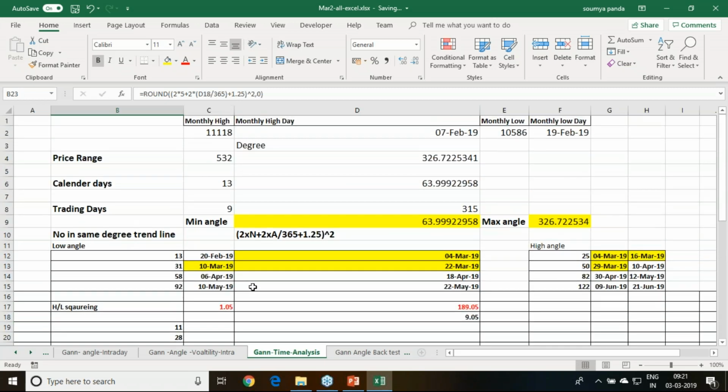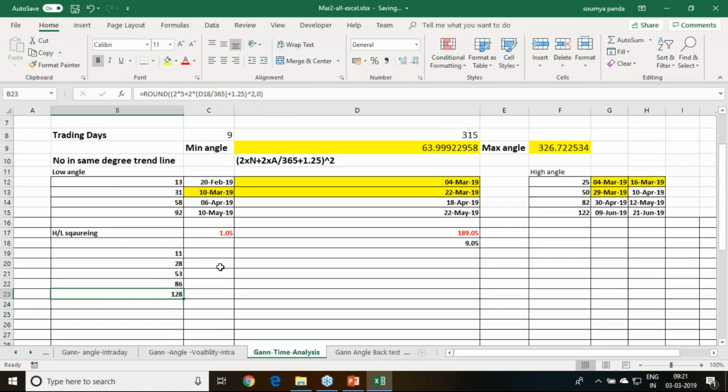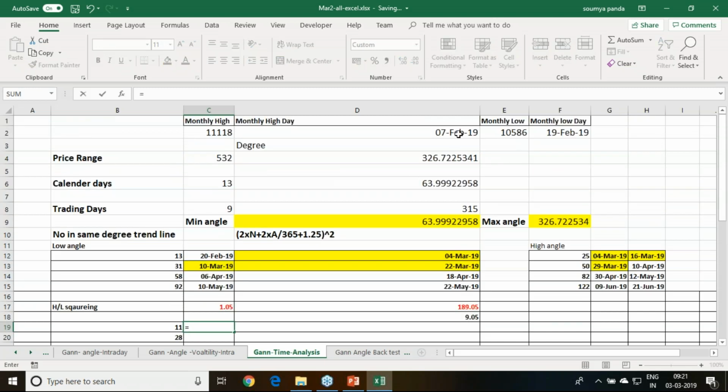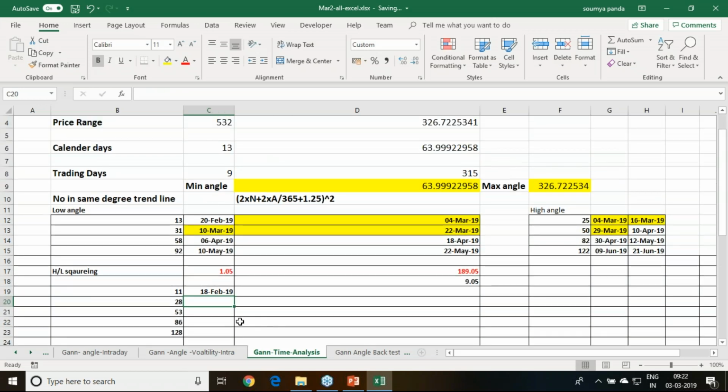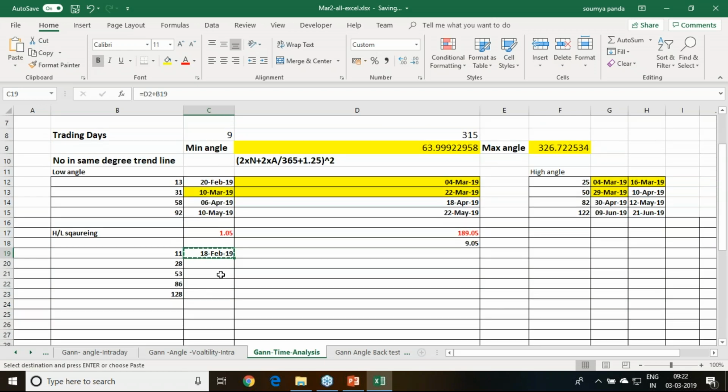Now we have to add these numbers to the low formation day and the high formation day. What is our low formation day? 7th Feb. We have to add 11 days to 7th Feb, so it is 18th Feb. In the same way I am copying here, so that only the cell number we can change.